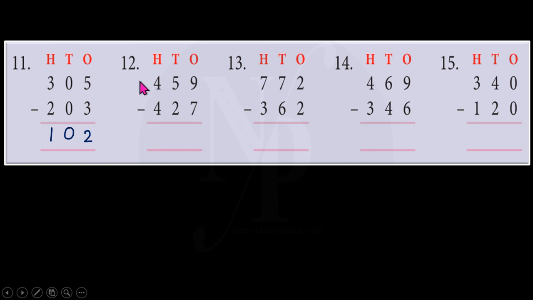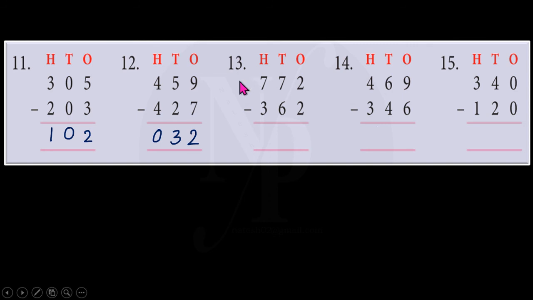Question number 12, 459 minus 427. Subtracting 7 from 9, you get 2. On subtracting 2 from 5, you get 3. Subtracting 4 from 4, you get 0. Therefore, 32 is the difference.